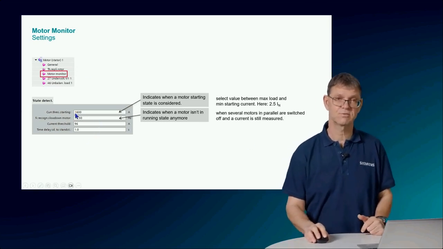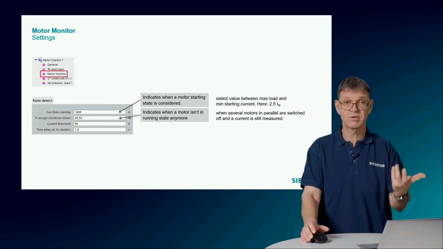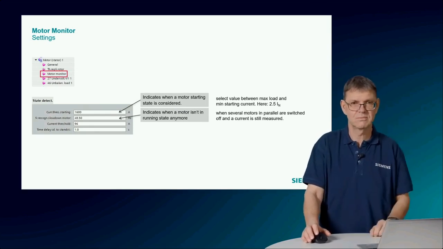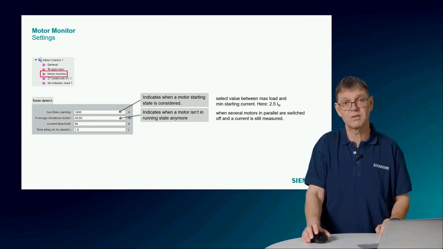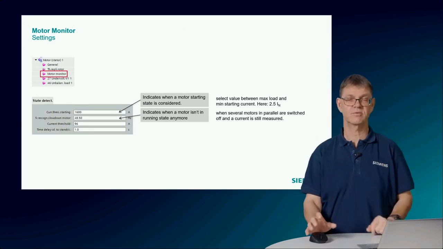And here the standard setting is rather low. If you know your grid frequency normally never drops below 49.5 Hertz or 59.5 Hertz, depending where you are, then you can set that value, so you have an even faster reaction here.